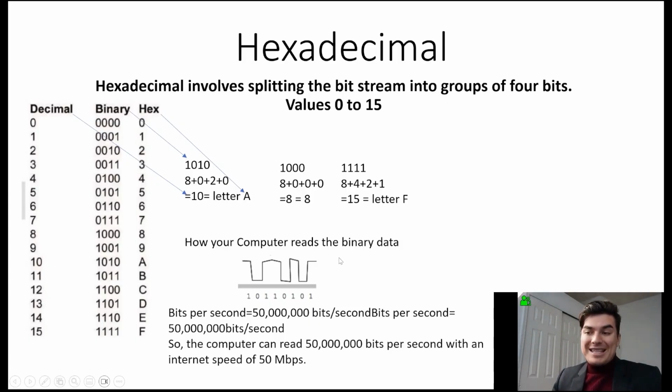Now, your computer reads data in binary, and that's either 1 or 0, where on is 1 and off is 0. So if your computer can read an internet speed of 50 megabits, that's a big number here. That's 50 million bits per second with an internet speed of 50 megabits.